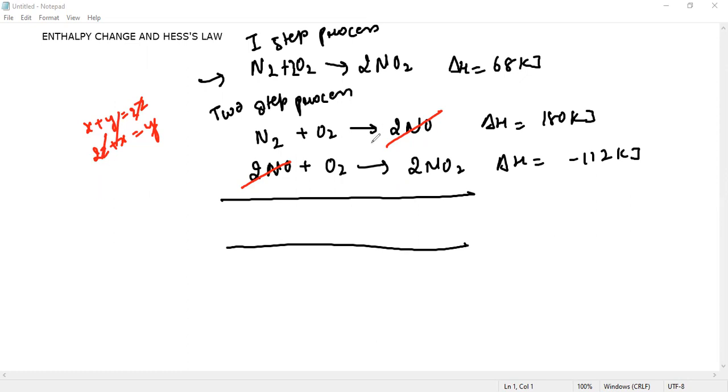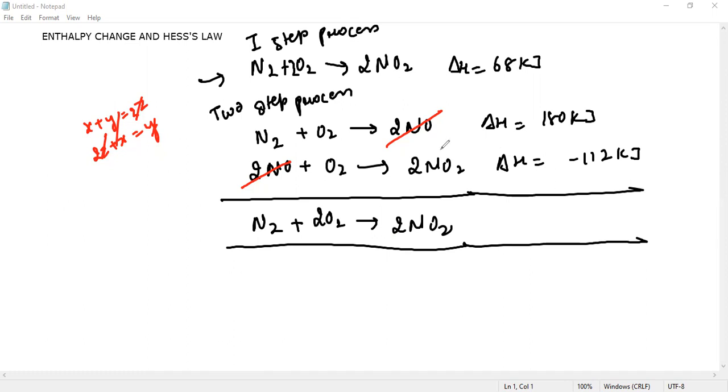Now, if you add them to get the overall reaction, you have nitrogen plus 2 oxygen gives you 2NO2, right? Which is the same as this. So here you took two steps to make the nitrogen dioxide gas. Here you took a one-step method to make nitrogen dioxide gas. Now, the similar thing is valid for the delta H values as well. Since we added these equations, we have to add the delta H values as well. So 180 minus 112 should give you 68 kilojoules, which is the same.